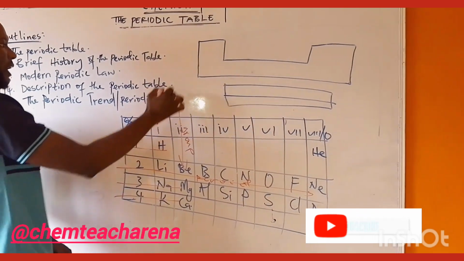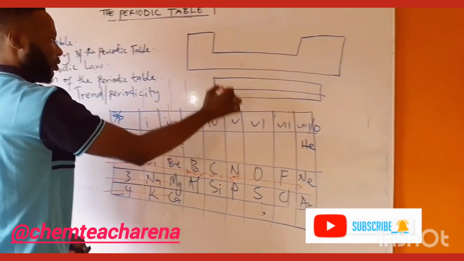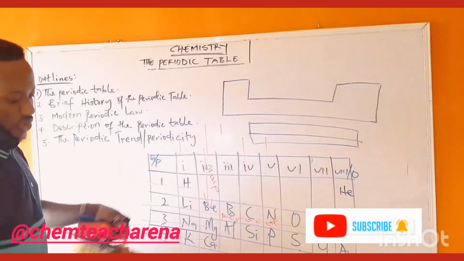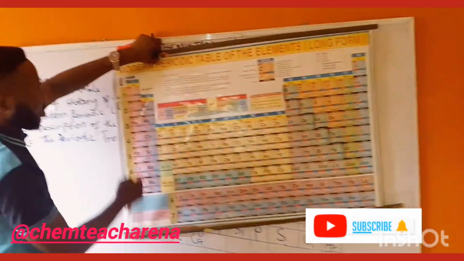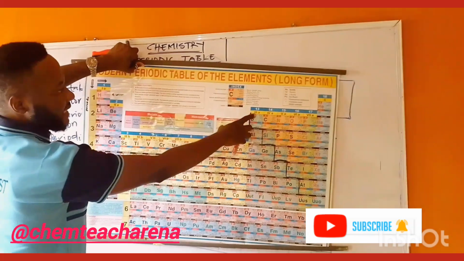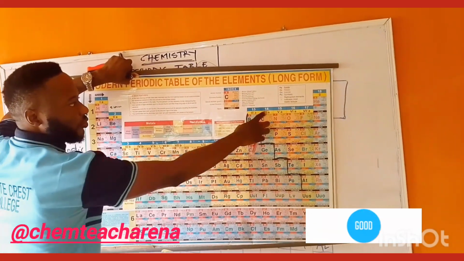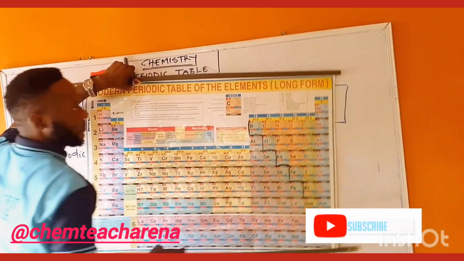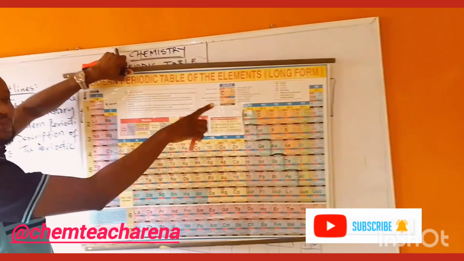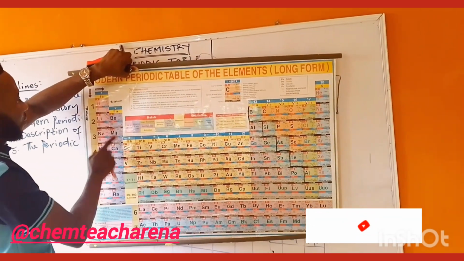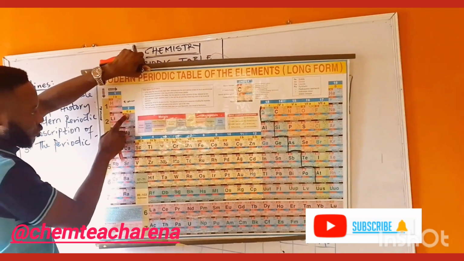We have group 1, group 2, group 3, group 4, group 5, group 6, group 7. So, same thing with this one. This is group 1, group 2, 13 here is group 3, group 4, 5, 6, 7, 8. But since this is the complete periodic table, we say group 1 to group what? To group 18.